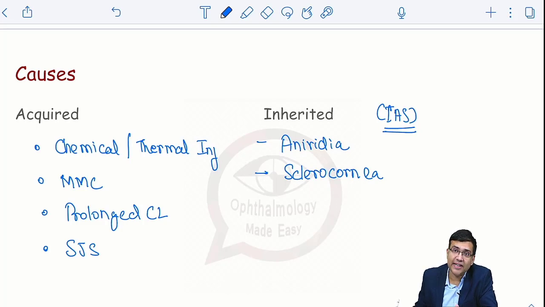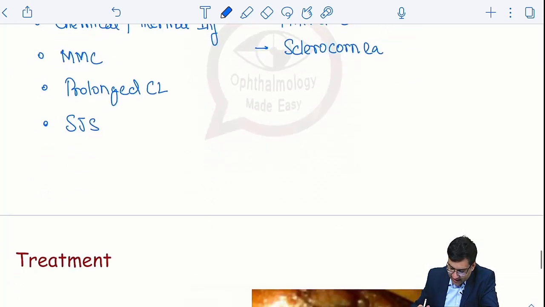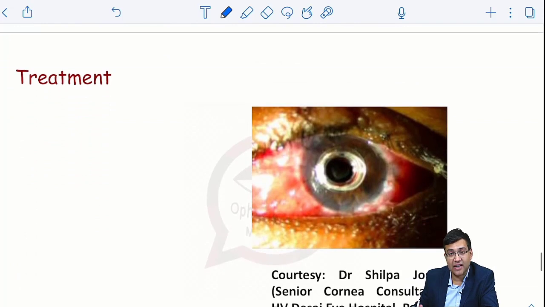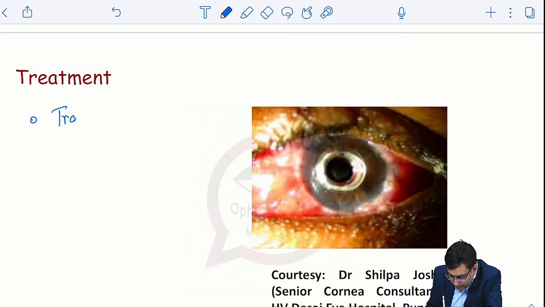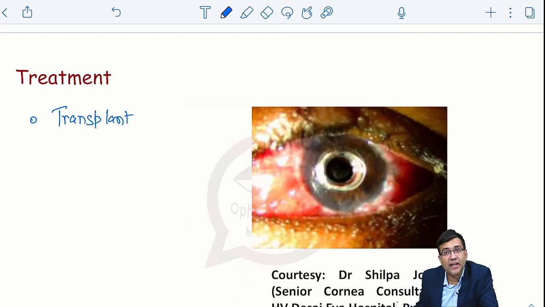So what is the treatment? The treatment here is that we can have limbus stem cell transplant. Okay, you can take the limbus stem cells from the other eye or from another individual and you can do a transplant. Now it can be both autologous or it can be an allograft as well.